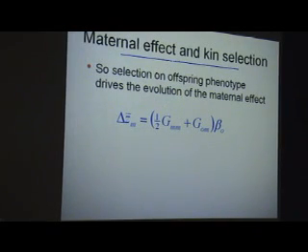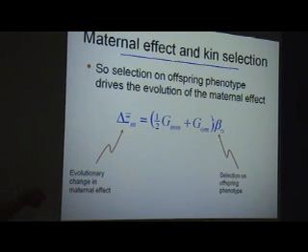So if we have selection acting on some trait in offspring, we ask, how does the maternal effect evolve in response to selection on the kids? We're selecting on the offspring, but we want to now know how that kin selection leads to evolution of the maternal effect. So we ask, how does the maternal effect evolve in response to selection on offspring? That's the evolution by kin selection.